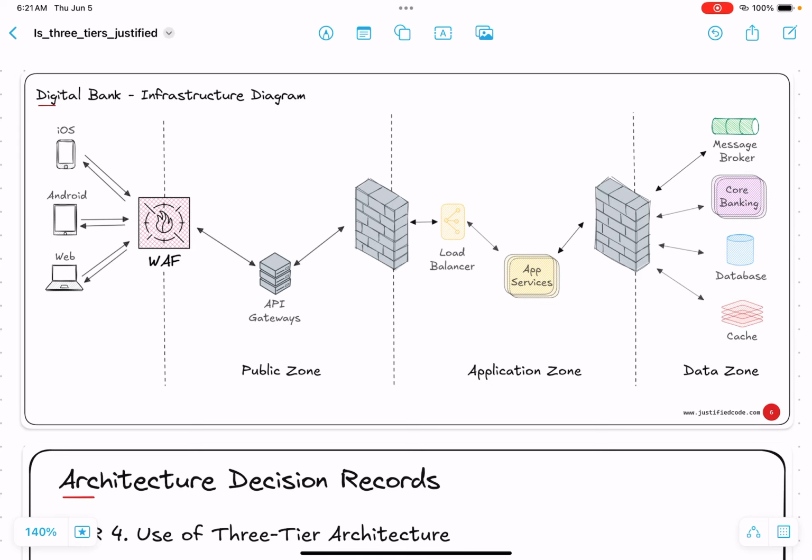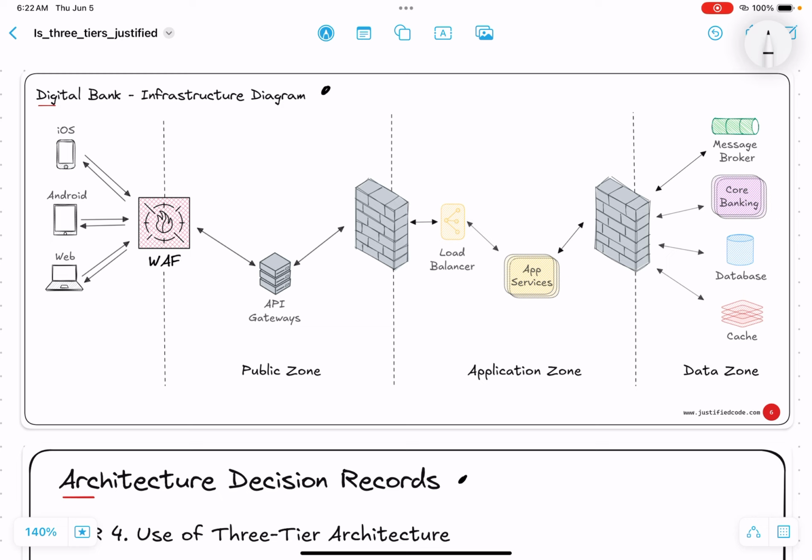Good morning, guys. Today, I want to talk about the three-tier architecture imposed by central banks on digital banking systems as well as fintech systems. We have the infrastructure diagram at the top, where we state the decision taken. Down here, we have the architecture decision records, where we try to justify our decision by stating or clarifying the why.